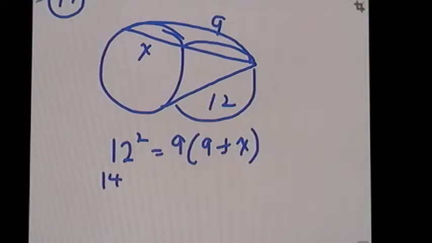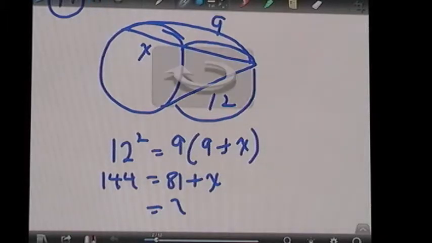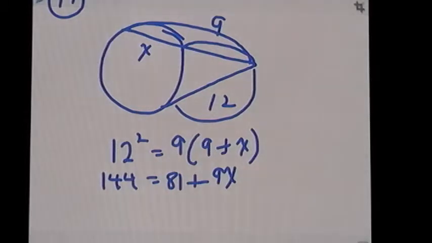Okay, 144 is equal to 81 plus x. So, oops, not 81 plus x. 81 plus 9x. Okay, 144 minus 81 is 63. 9 times 7 is 63, so x is 7.